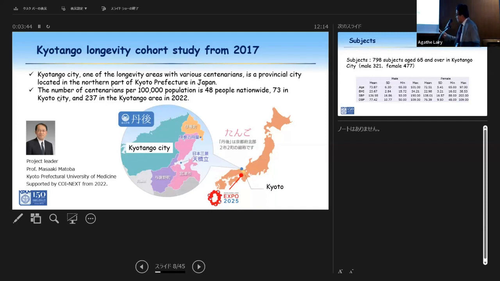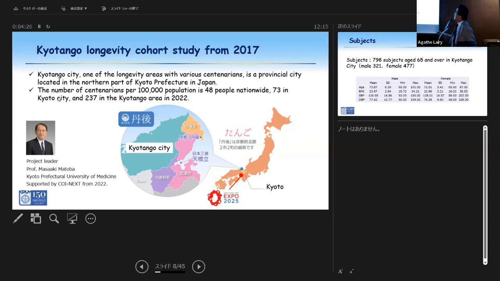Oh, I want to introduce one important piece of information. Expo 2025 will be held in Osaka. This is Kyoto and the northern part of Kyoto. I'm an advisor of the Osaka Pavilion of Expo 2025. The Osaka Pavilion's theme is rebirth, and rejuvenation is a big theme in this Expo 2025. Our leader is Professor Matt Robert, a professor of cardiac diseases.